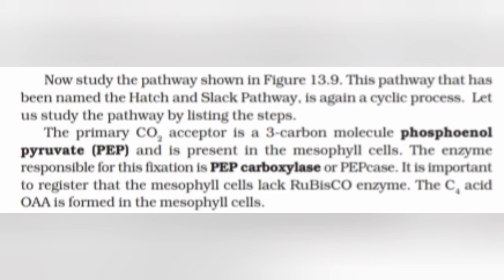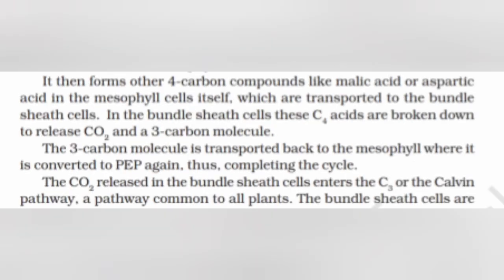The pathway has been named the Hatch and Slack pathway. Again, a cyclic process. Let us study the pathway by listing the steps. First, the primary carbon dioxide acceptor is a 3-carbon molecule, phosphoenol pyruvate, and is present in the mesophyll cell. The enzyme responsible is PEP carboxylase, or PEPcase. It is important to register that mesophyll cells lack rubisco, and the first compound formed is oxaloacetic acid.